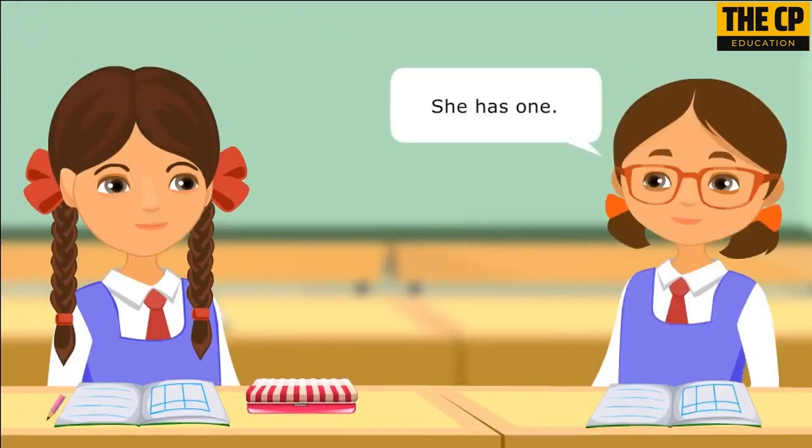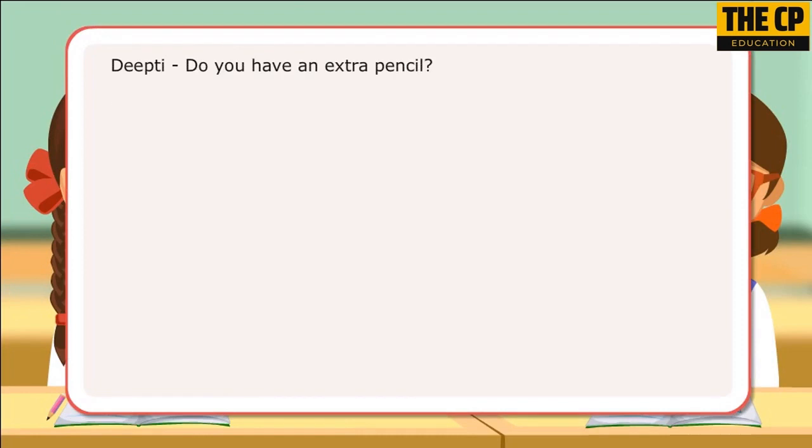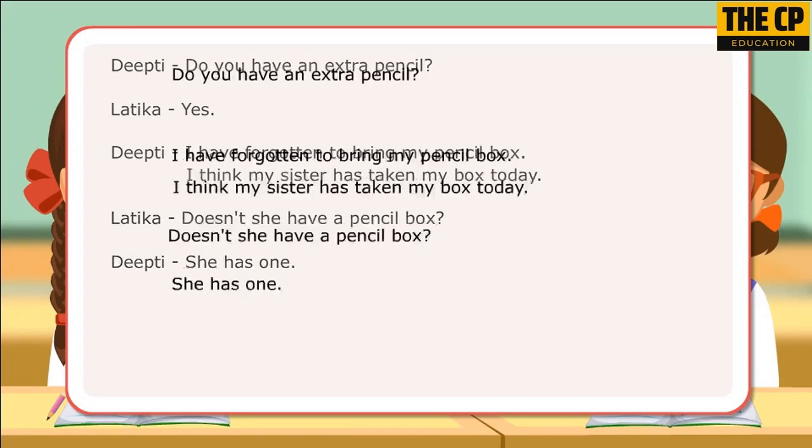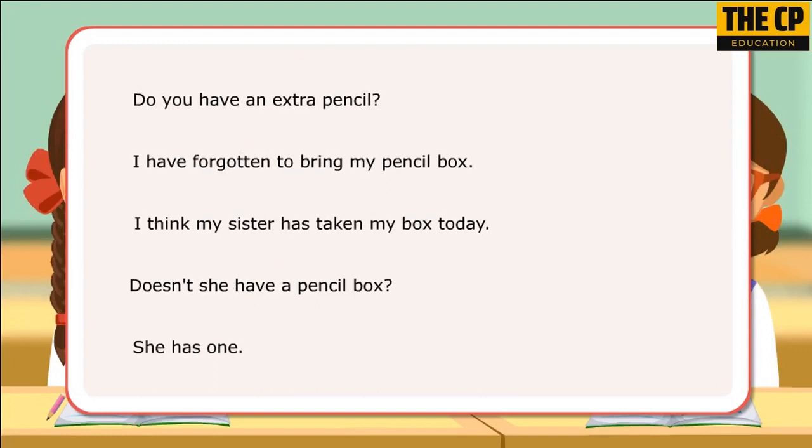In the dialogues, the girls have used have and has to show possession and to form perfect tenses. Here are examples of sentences with have and has. Do you have an extra pencil? I have forgotten to bring my pencil box. I think my sister has taken my box today. Doesn't she have a pencil box? She has one.